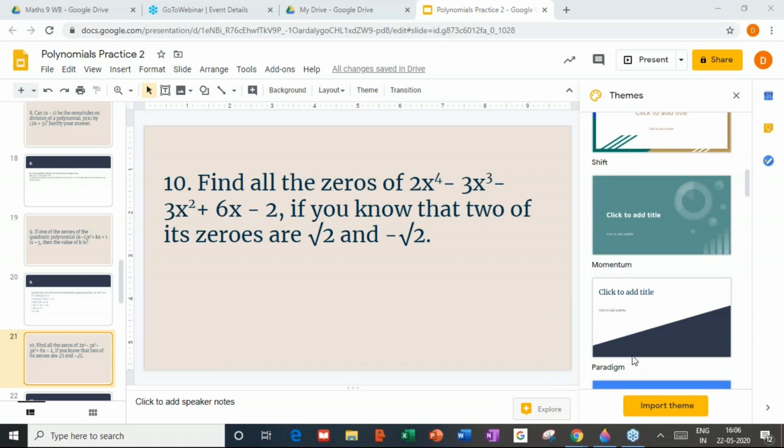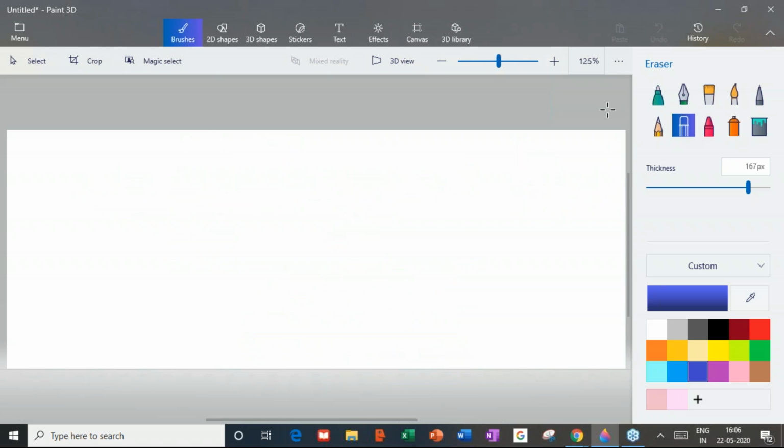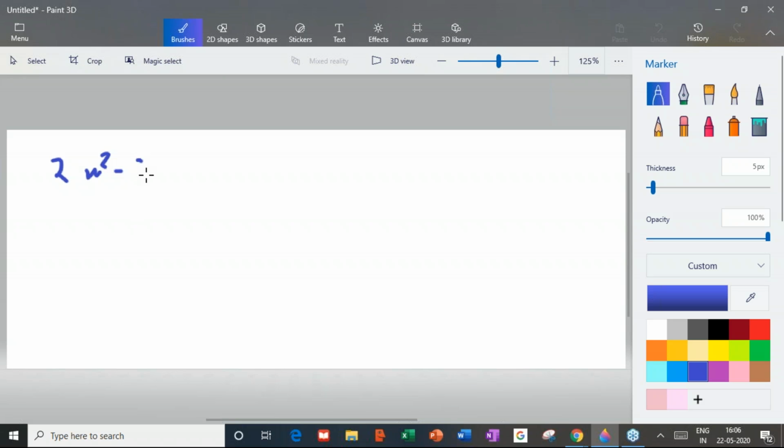Pratham, those are not the zeros. Just check once. Yes, Vanshika, if you simplify it, you equate those two brackets to 0 and you get x equal to, okay, I'll just show you the step, for any of you who are still stuck. It will be 2x square minus 3x plus 1, right?